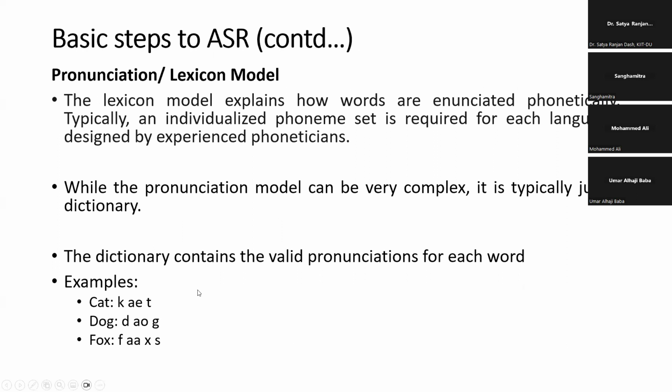So the next module in the ASR pipeline is the pronunciation or lexical module. I already told you, this is basically how it is going to tell you how exactly every grapheme is going to be pronounced. Okay, so it's going to tell you how the phonemes are going to sound.